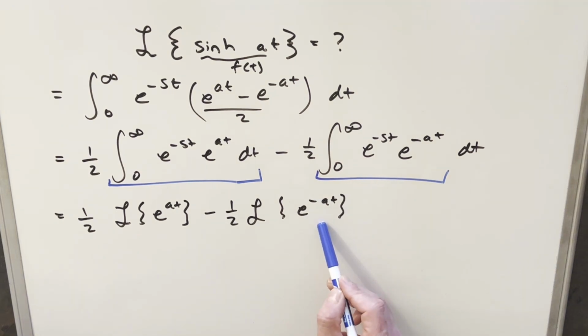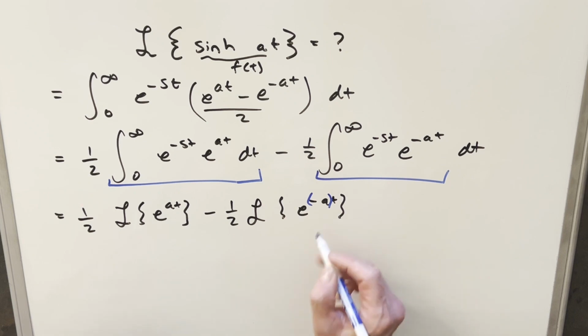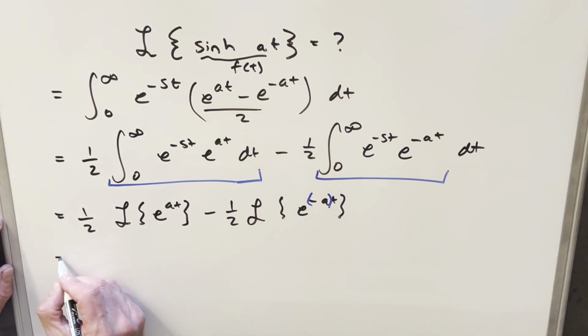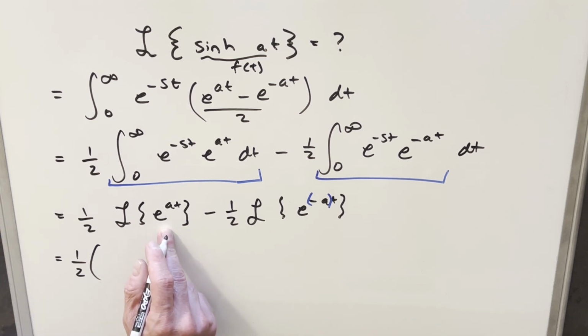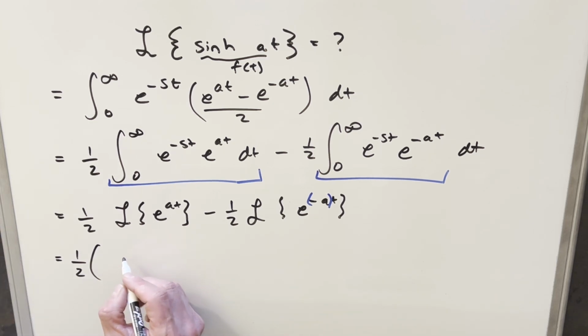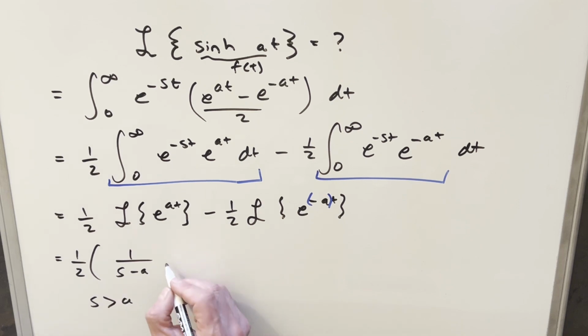The nice thing about this is we can use the same formula we used over here, just inserting minus a as our input. So then I'm going to factor 1/2 out as we have 1/2 in front of both of these. Now for this Laplace of e to the at, the formula we found in that other video, and I'll provide a link to that one in the description, is 1 over s minus a. We had a condition on this that we need s to be greater than a, so let's just keep that in mind.